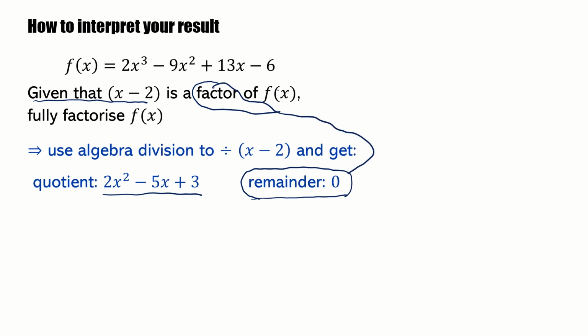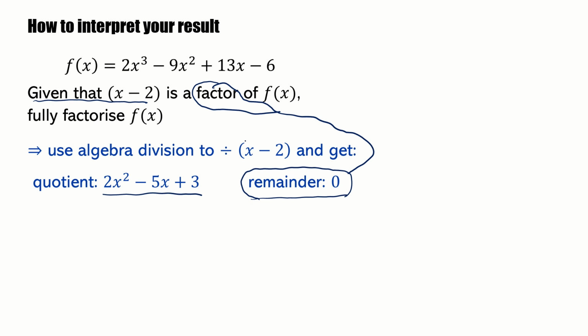Now that's useful because if you already knew it was a factor, we're starting to do the algebra division, but we already know what we're expecting the remainder to be. So it's a way of checking your answer sometimes. If I didn't get a remainder of 0 after being told that something was a factor, then I know I've made a silly mistake potentially. So that's something to be aware of.